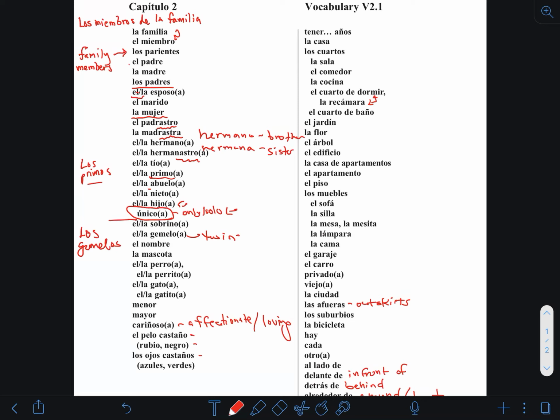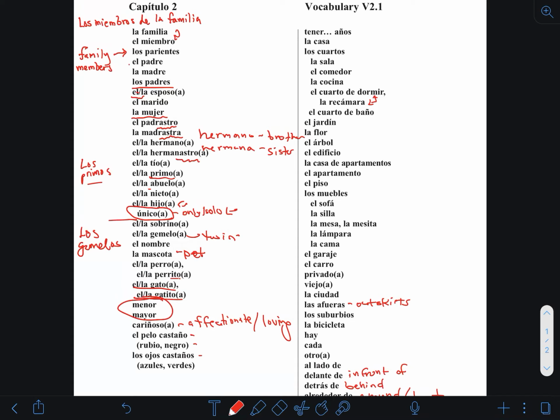La mascota is pet. Please don't get this one wrong, because I actually did. In an interview once, they said what's your pet's name? And I said the mascot of my school, because it looks like a mascot, but really it's a pet. So el perro or la perra is dog. You guys know that. El or la perrito is like puppy. El, la gato, gata is a cat. El, la gatito, gatita is like a kitten, okay?